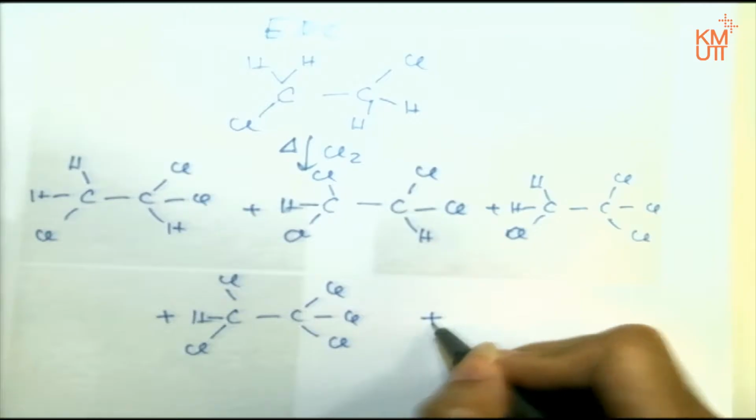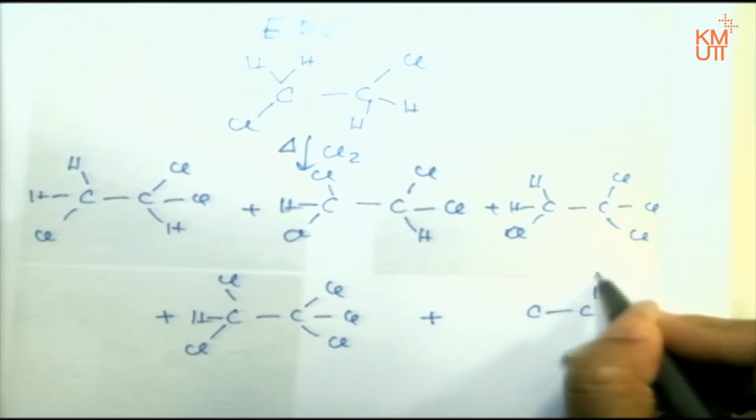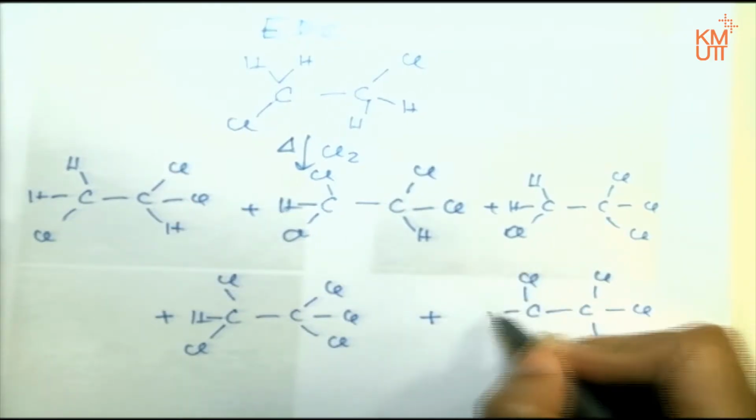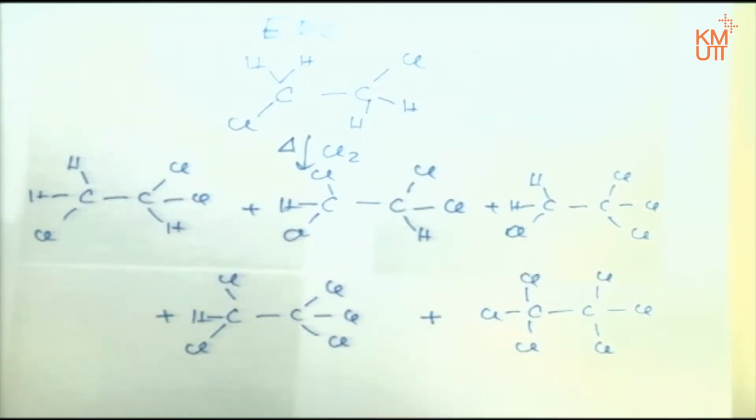And the last one, 6 chloride atoms. And that's finished because you have no more hydrogen to be substituted. Okay? So you have 2 chloride, 3 chloride. So you can produce a lot of products from chlorination.